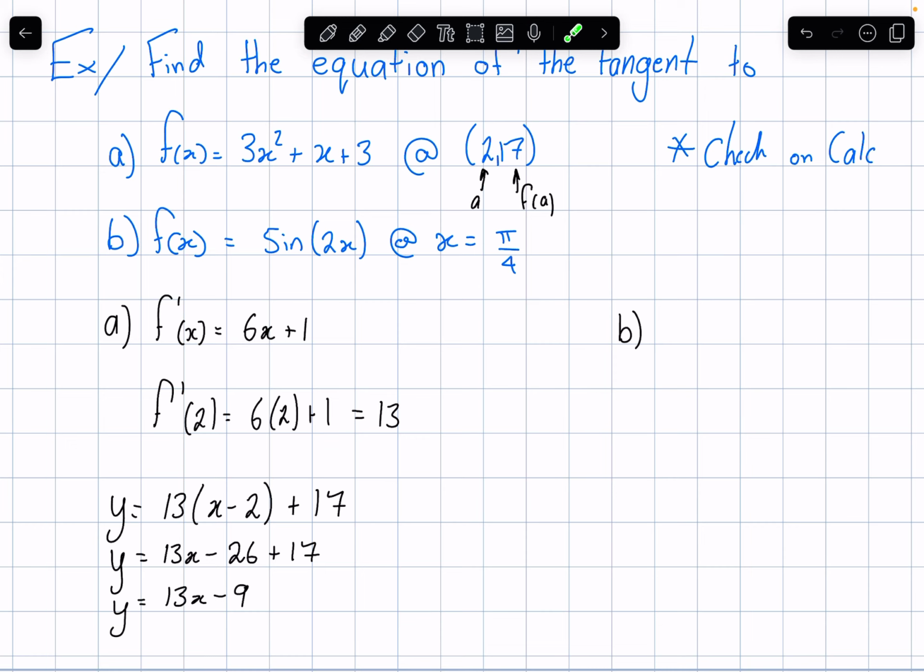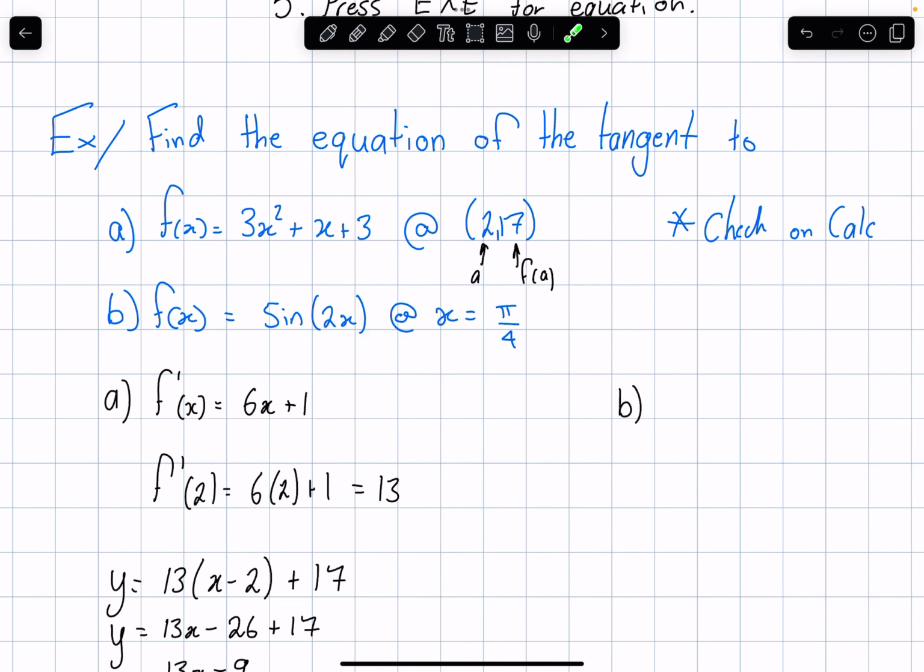All right, let's have a look at b here now. So my function f of x is sine of 2x. So just like before, let's find the derivative. So f dash of x. Now we know sine goes to cos, a positive cos, and we find the derivative of the inside, which is 2. So I've got 2 cos, and I rewrite the inside, 2x. So looking at my point here, this is my a value. Now I don't have f of a, so let's find f of pi on 4.